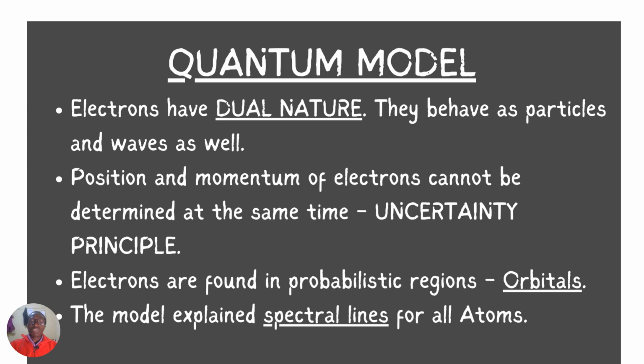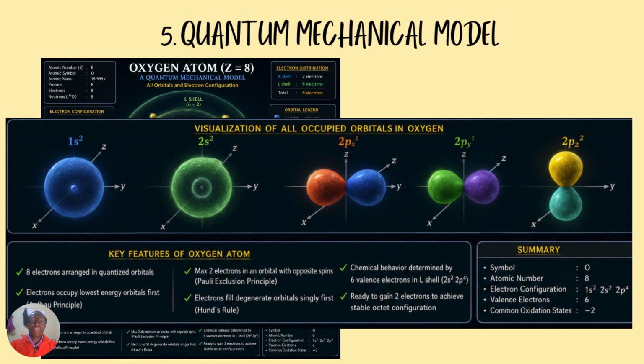The model was successful in explaining spectral lines for all atoms, although it comes with a lot of pain in deriving mathematical equations. I think those who have studied quantum mechanics can attest to that. This is not to scare you, but honestly, Schrodinger did a very good job, though he has tortured many students anyway. So this is the quantum mechanical model for the oxygen atom.